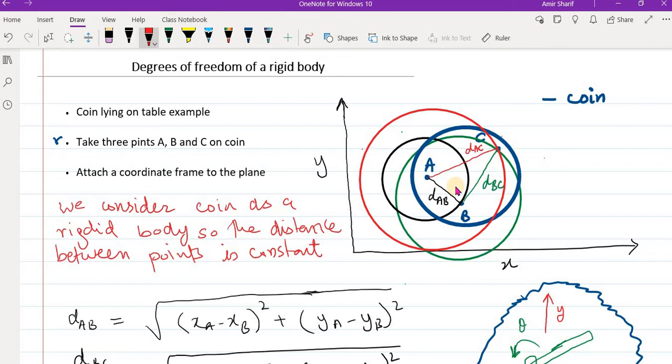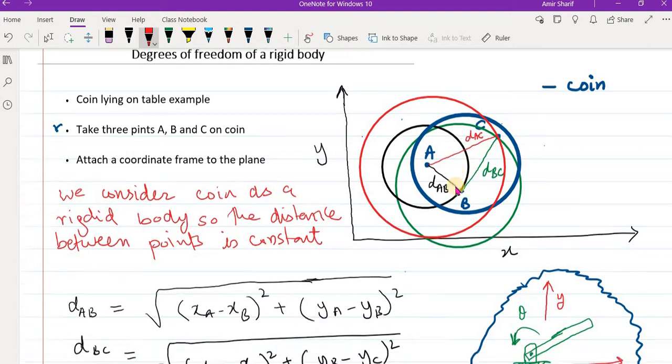So it means that we have 1 constraint here. This DAB is 1 constraint. Okay, so if this is a constraint, it means this point B can only have 1 type of motion, and this is a circular motion along the circumference of the circle. So this point B has only 1 degree of freedom, which you can call the angle theta because it's circular motion.